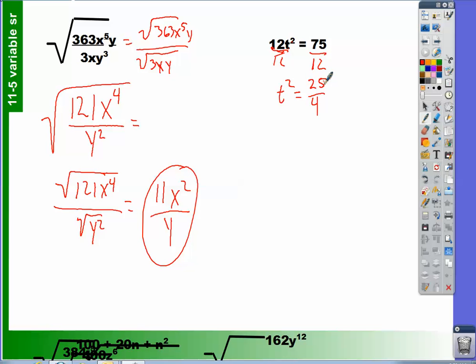What's the opposite of squaring things? Square root. So let's take the square root of both sides. So the square root of t squared is t is equal to the square root of 25 over the square root of 4. What's the square root of 25? 5. What's the square root of 4? 2. Now here's the trick.